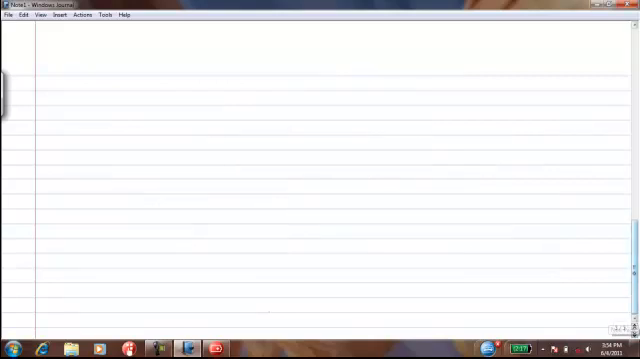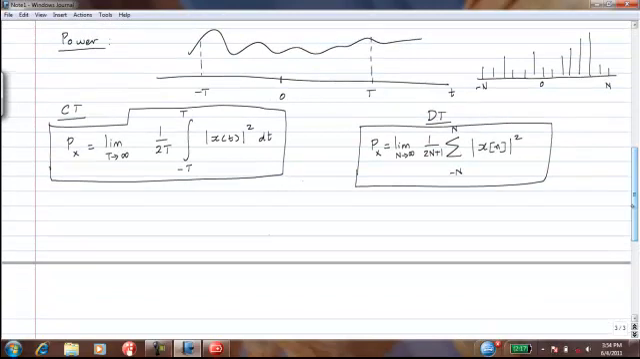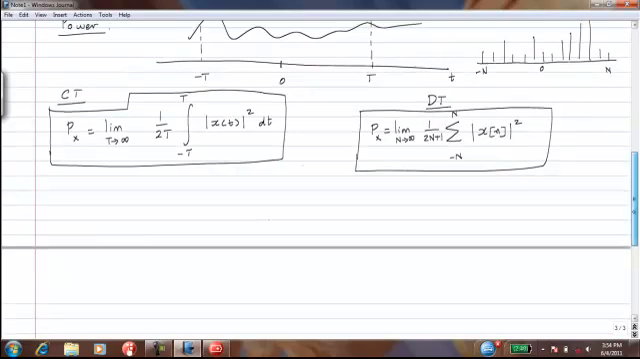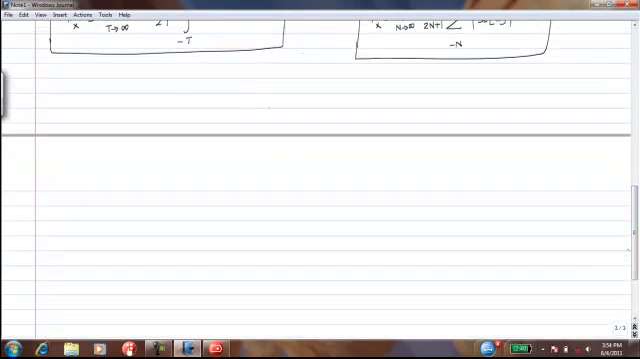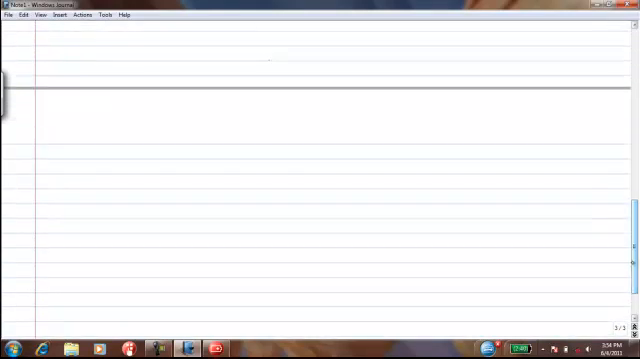Okay, let's work out a few problems here. Or actually, maybe before we work out a few problems, we should talk just a little bit about the power of a periodic signal. We can do both the discrete time and the continuous time cases at the same time, and you're going to see it's not all that different.